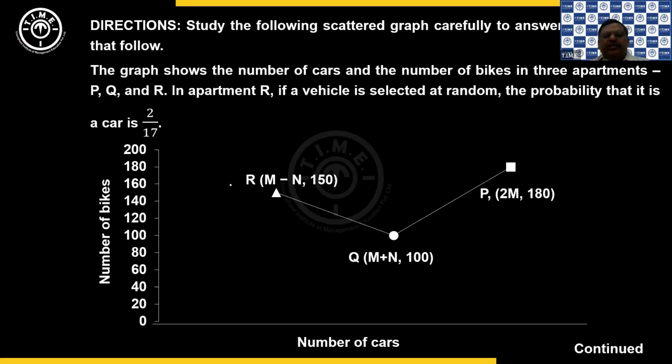This is an interesting one. We have a graph that shows the number of cars and number of bikes in 3 apartments P, Q, R. In apartment R, if a vehicle is selected at random, the probability that it is a car is 2 by 17. Students, on the x-axis in the first quadrant, this is cars, this is bikes, right? With this we'll get some information. Rest of this we have to see question to question, students.